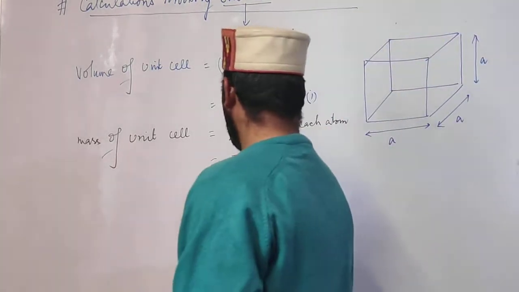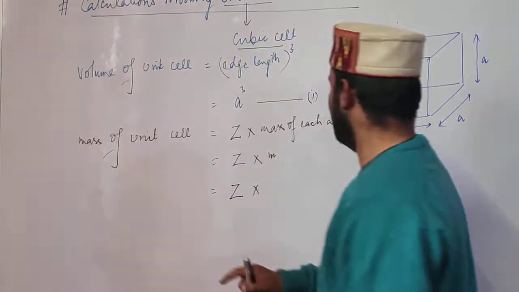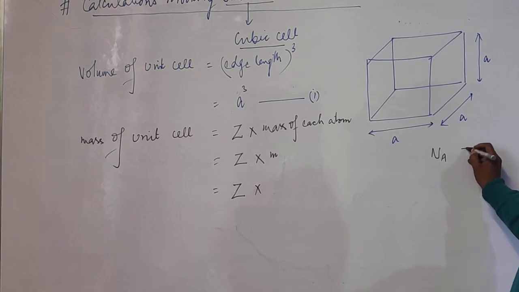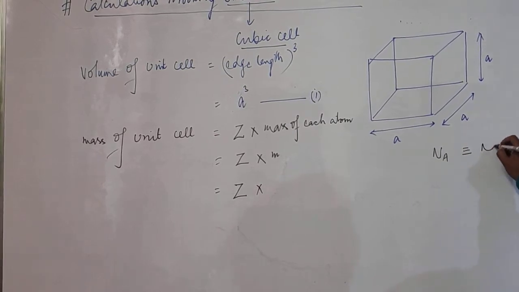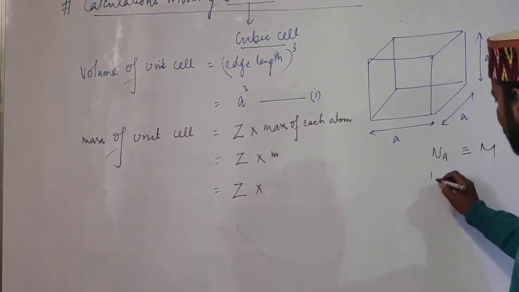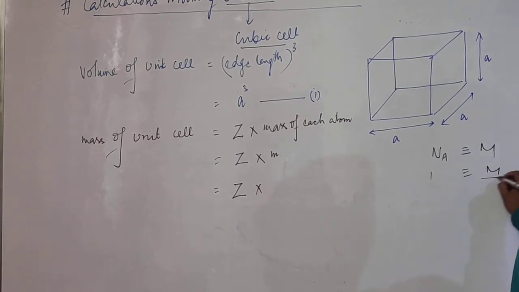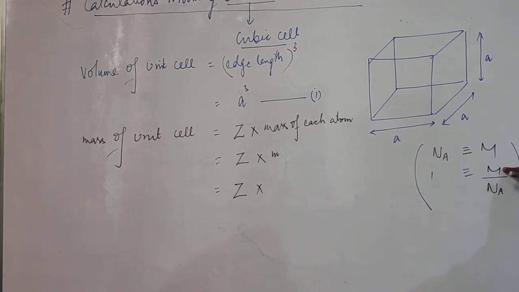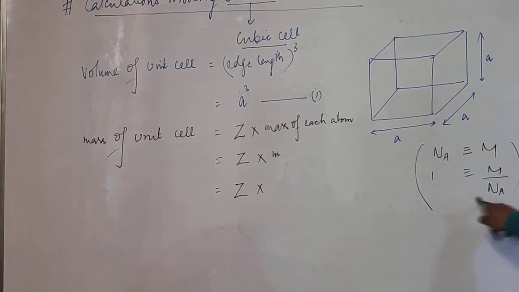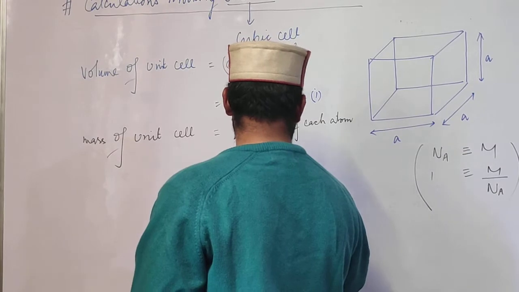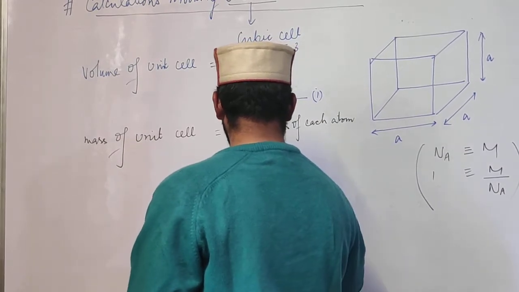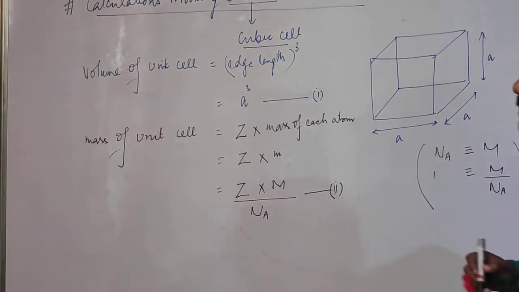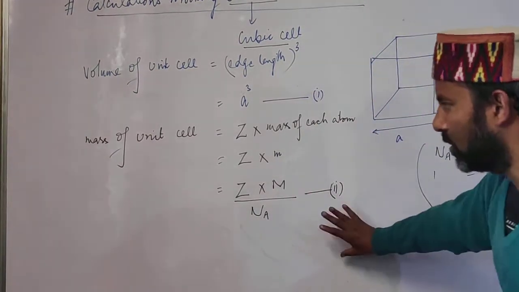But students, what is the mass of one atom? Now using the mole concept, we know that Avogadro number of atoms weigh equal to the molar mass. So one atom will weigh how much? Molar mass upon Avogadro number. So student, the mass of one atom will be the molar mass of that substance upon Avogadro number. So this is capital M, the molar mass, upon Avogadro number. So this is the mass of the unit cell. So this is volume, this is mass.